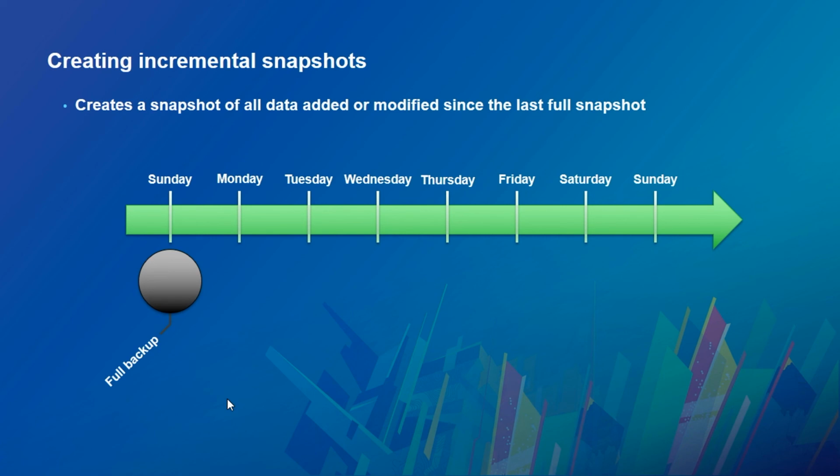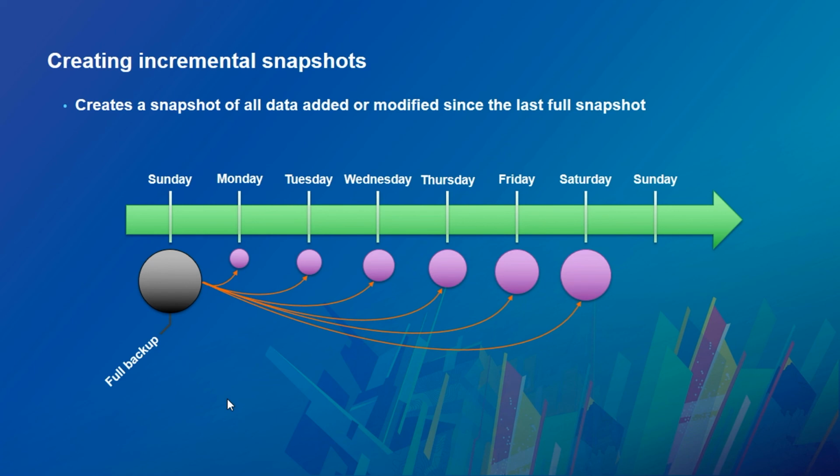So the best way to describe this is obviously through images. So let's say that on Sunday you take a full backup. Monday you've got an incremental backup. Tuesday, every day you create a new incremental backup, and it's always capturing all the data that has been changed across every single component since the last full backup.